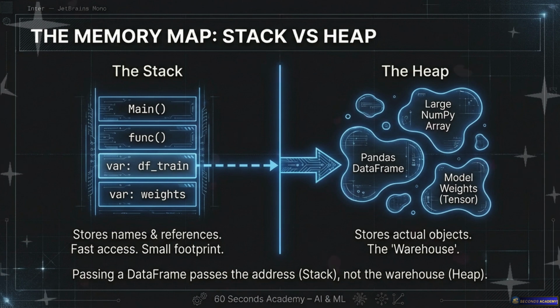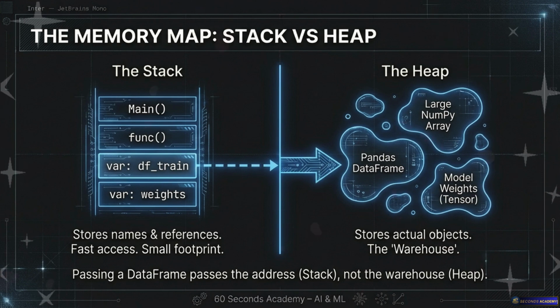The stack is like your orderly office desk. It's fast, it's structured, but it's small. It operates on a last-in, first-out basis. This is where the variable names live. The Post-it notes live here. Exactly. The Post-it notes live on your desk. So A, B, config, model, these names are on the stack. Okay. Now, zone 2, the heap, is a massive, chaotic warehouse down the street. This is where the actual things live. The heavy NumPy arrays, the pandas data frames, the neural network weights.